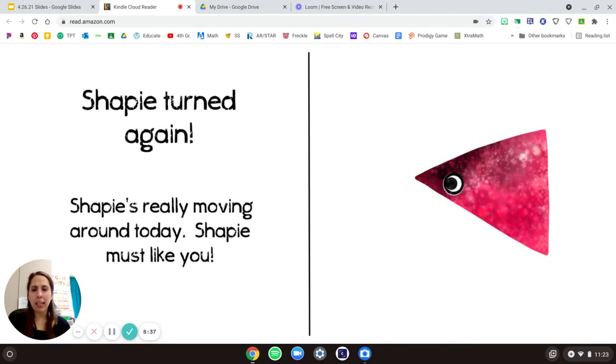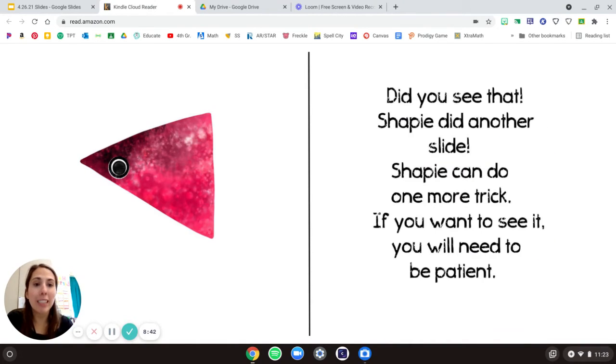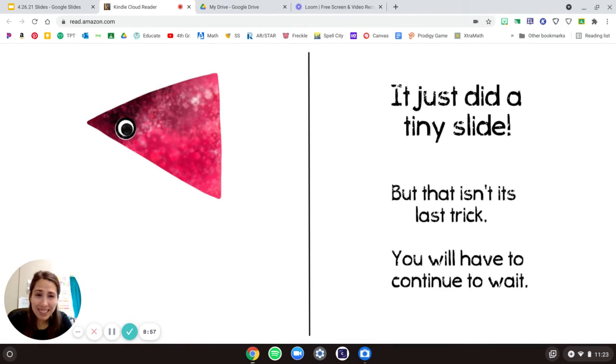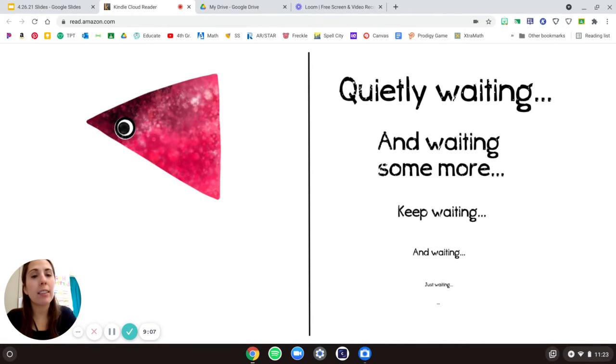Shapey turned again. Shapey's really moving around today. Shapey must like you. Did you see that? Shapey did another slide. Shapey can do one more trick. If you want to see it, you will need to be patient. You have to wait and wait and wait. You'll have to get very good at waiting. It just did a tiny slide. But that wasn't its last trick. You will have to continue to wait. Quietly waiting and waiting some more. Keep waiting.